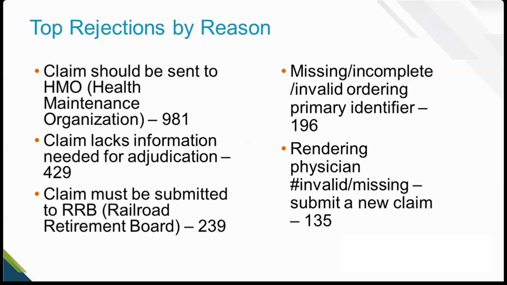Next common rejection is 429. This is because the claim lacks information that's needed for adjudication. Typically, that's going to mean something was missing. You would need to check the claim form instructions, which are included in CMS Internet Only Manual, Publication 100-04. That's the Medicare Claims Processing Manual, Chapter 26.